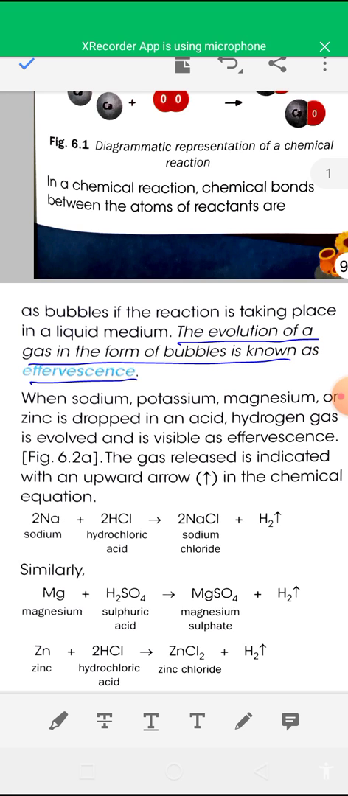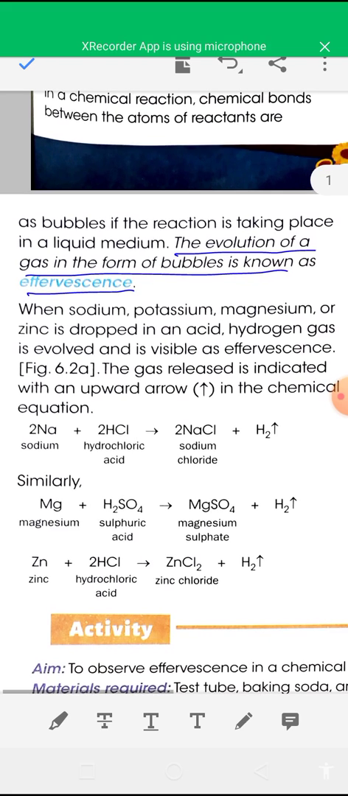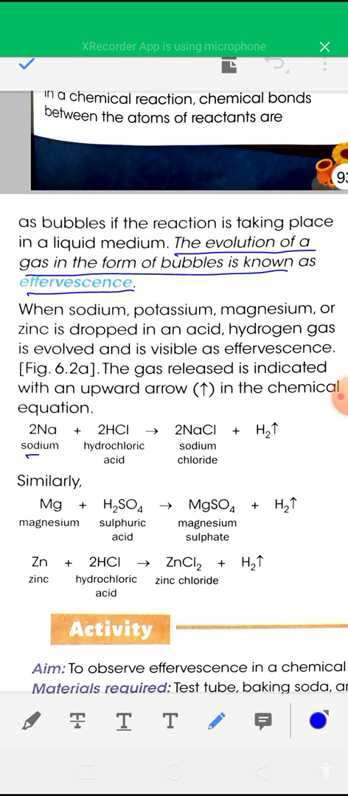So in certain chemical reactions gas is formed. For example, when sodium metal, Na, reacts with hydrochloric acid, HCl, it produces sodium chloride and hydrogen gas. The formation of gas is indicated by an upward arrow. Beside the formula of the gas you have to give an upward arrow to represent the formation of gas in the liquid in the reaction.